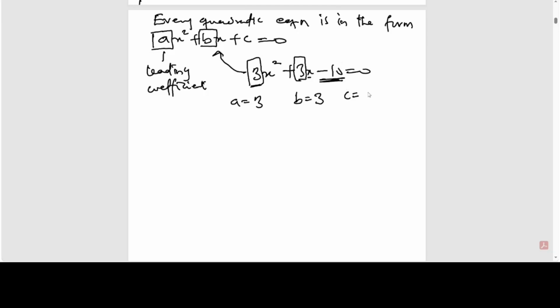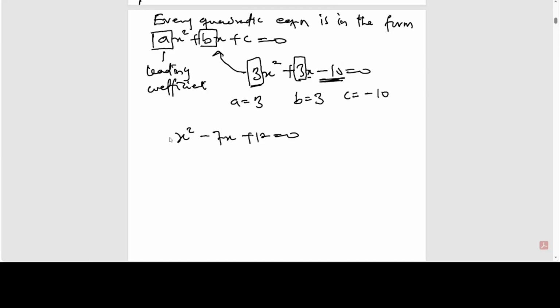Don't forget the negative, so c is negative 10 for this expression. Another example: x squared minus 7x plus 12 equal to 0 is a quadratic equation, right? If I take out the equality sign, it becomes a quadratic expression. So let's identify our a, b, and c.